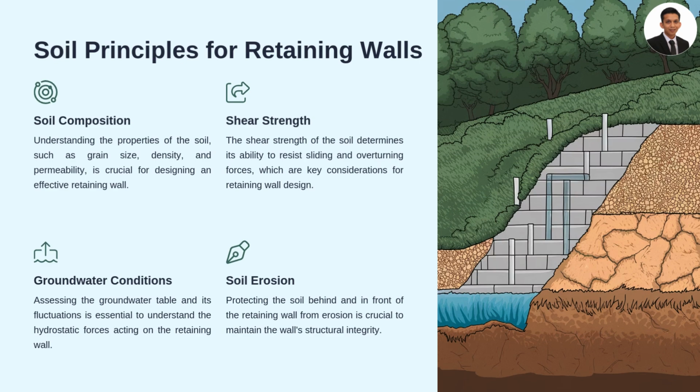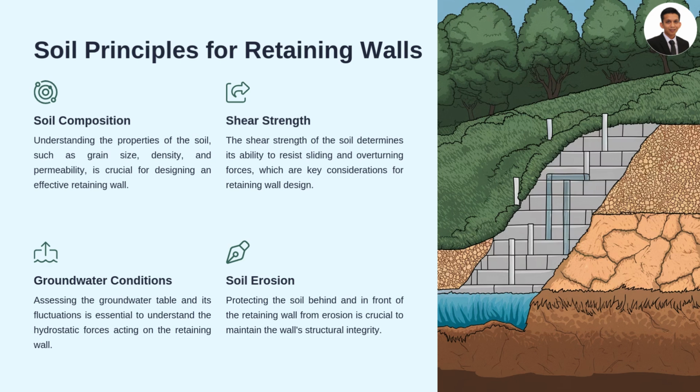Soil principles for retaining walls. Understanding soil mechanics is essential for retaining wall design. Number 1, shear strength determines the soil's ability to resist sliding. Engineers use direct shear tests to measure this property. Number 2, permeability affects drainage efficiency and hydrostatic pressure.